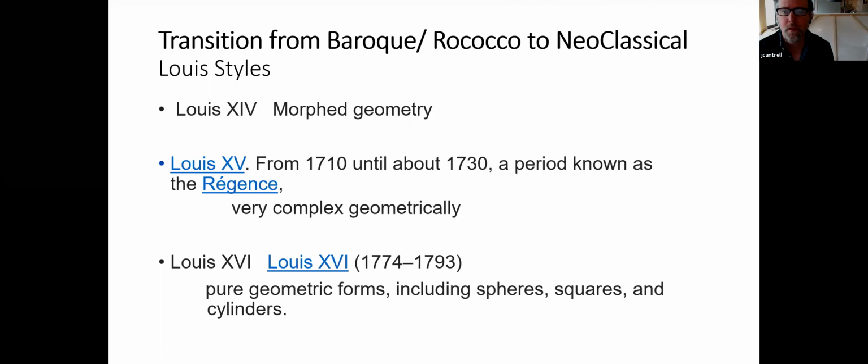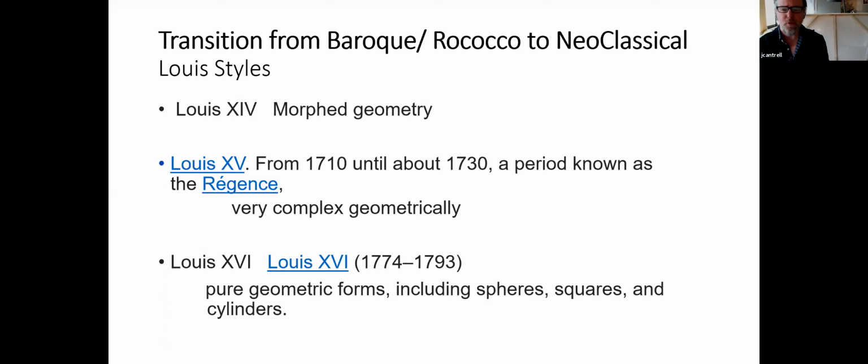So what we're going to be looking at is a transition from Baroque, Rococo, I have some slides of each one of these, to neoclassical architectural styles, really seen through the eyes of several kings, Louis XIV, the 15th, and the 16th. If you want to write down the dates in your notes, that would be great. I just want you to remember, let's start at the three different kings based on their geometry. Really, 14 and 15 were a morphed geometry.